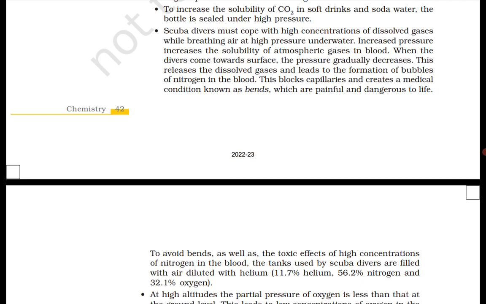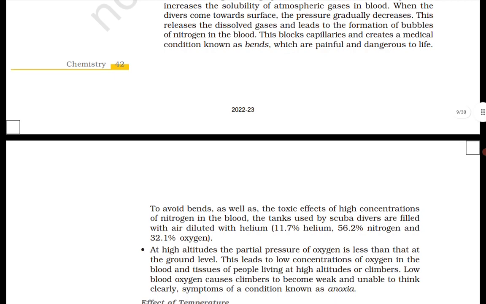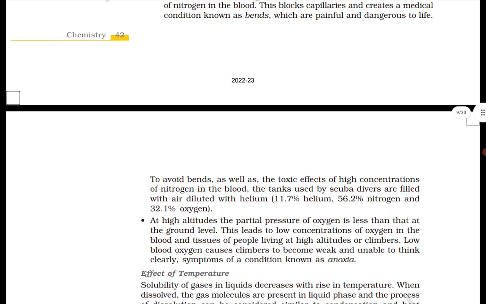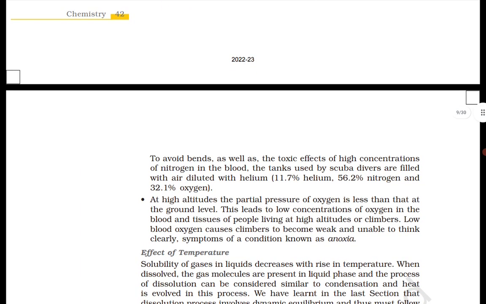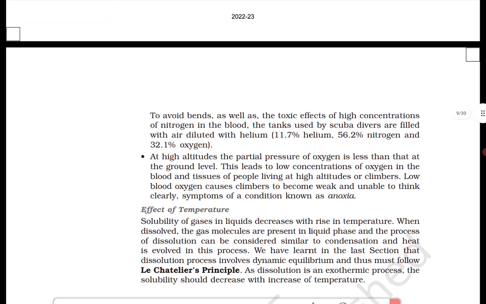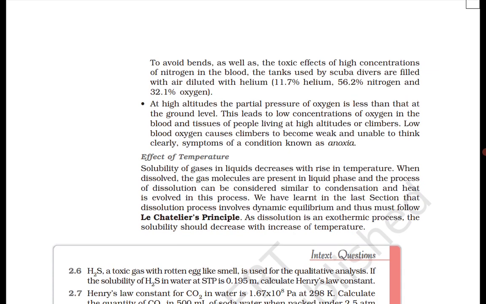When the divers come towards the surface, the pressure gradually decreases. This releases the dissolved gases and leads to the formation of bubbles of nitrogen in the blood. This blocks the capillaries and creates a medical condition known as the bends, which is painful and dangerous to life. To avoid the bends as well as the toxic effect of the high concentration of nitrogen in the blood, the tanks used by scuba divers are filled with air diluted with helium: 11.7% helium, 56.2% nitrogen and 32.1% oxygen.